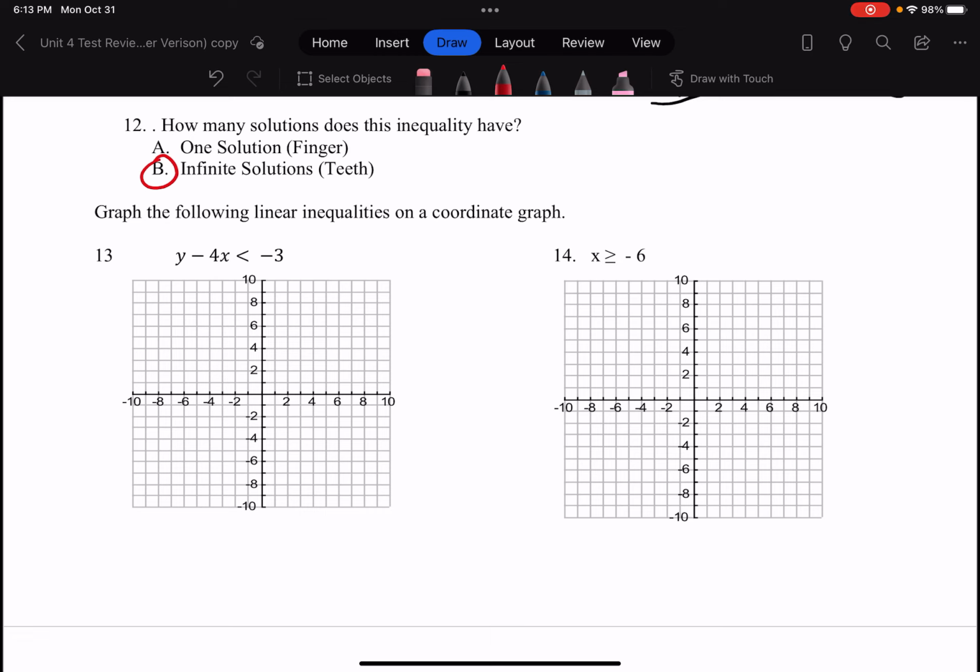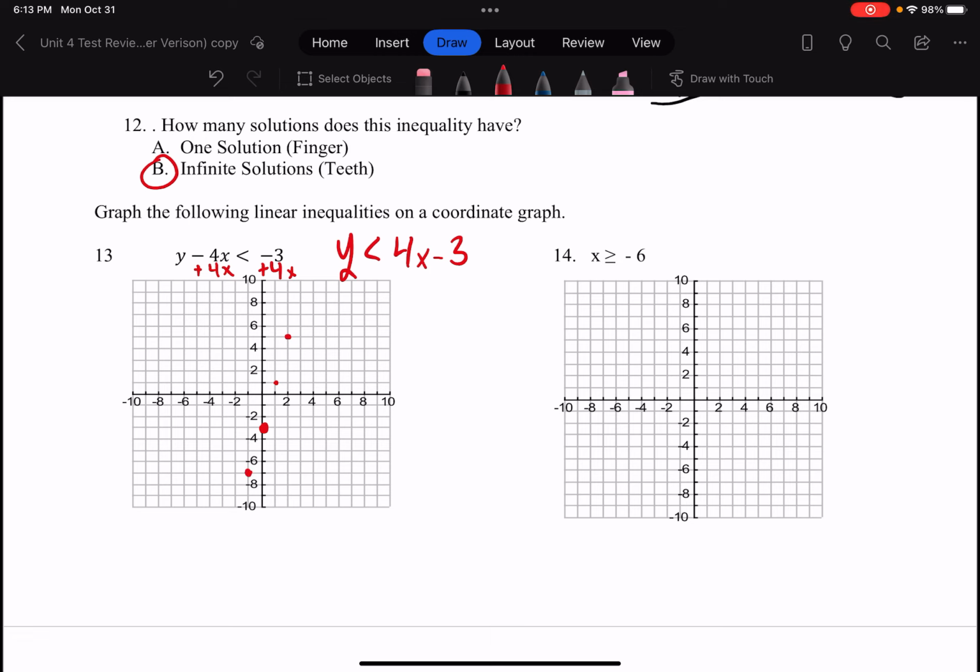In order to graph these, I need to have them in slope-intercept form, so I need to isolate y. I'm going to do so by adding a 4x to both sides of this linear inequality, which gives me y is less than 4x minus 3. This has a y-intercept at negative 3, and I have the slope of 4 over 1, which means I'm going to go up 4 and to the right 1, up 4 to the right 1, or I could go down 4 and to the left 1.